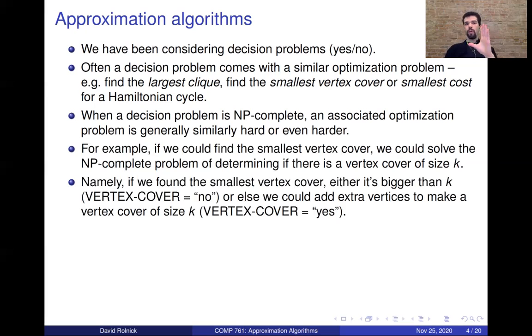So I guess the point I'm trying to make here is that if you have a decision problem and an associated optimization problem, a maximization or a minimization problem, then typically the optimization problem will also be really hard because it might be able to solve the decision problem for you. So it's at least as hard as the decision problem.